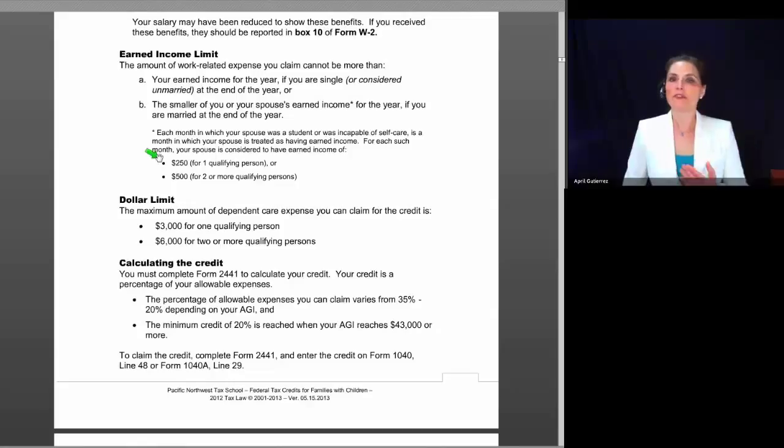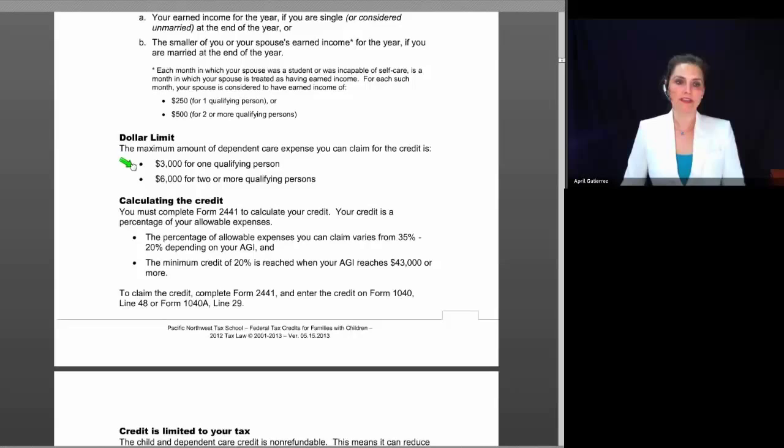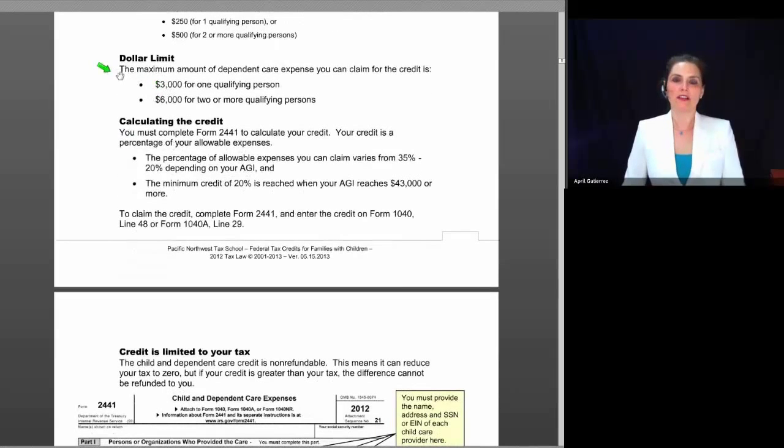Now, if you take $250 and multiply that by 12, you've got $3,000, and that $3,000 is the maximum qualifying expense for a single dependent who you are claiming child or dependent care expenses for. And if you take $500 and multiply that by 12, you have $6,000. $6,000 is the maximum qualifying expense when you have two or more qualifying persons. And that's what we say in the very next paragraph, the dollar limit. The maximum amount of dependent care expense you can claim for the credit is $3,000 for one qualifying person or $6,000 for two or more qualifying persons.